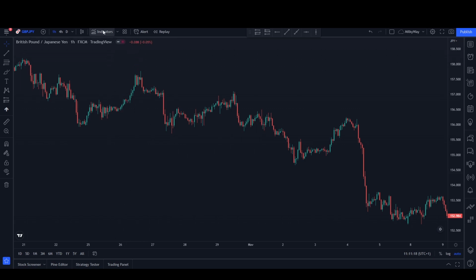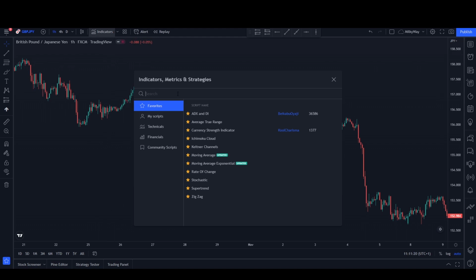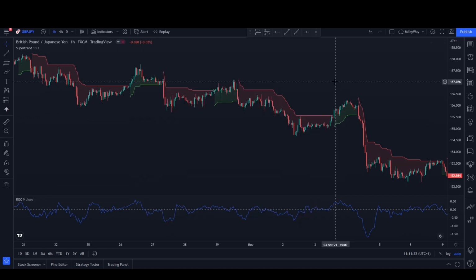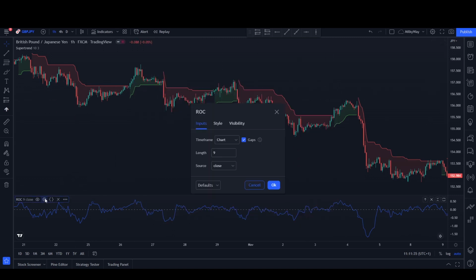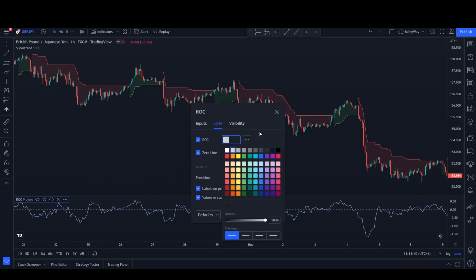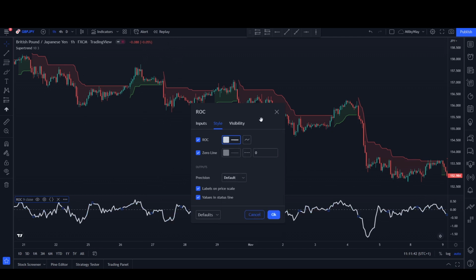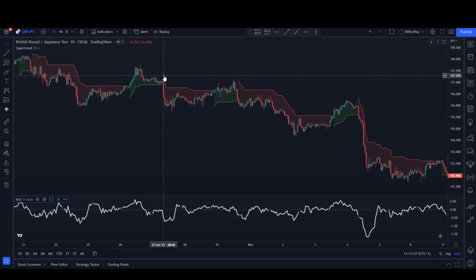We'll go ahead and add the indicators. So we've got the Supertrend, which is already in TradingView, and we've got the rate of change. So it's only two indicators. The settings will not change. I just like the lines to be kind of light gray and a bit thicker. So the strategy is when the Supertrend is negative, we are looking for short positions, and when it is positive, we're looking for long positions.